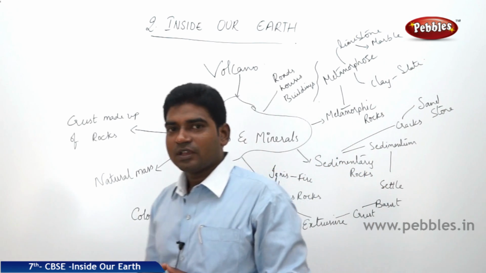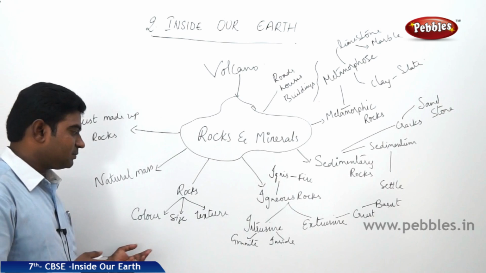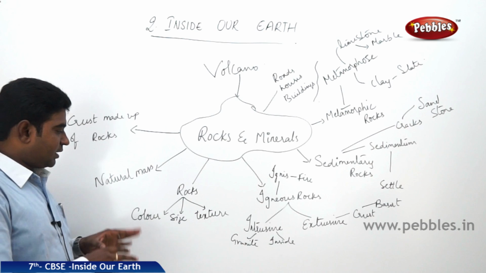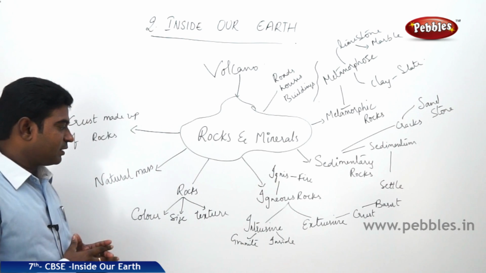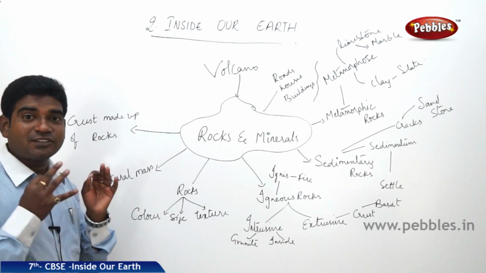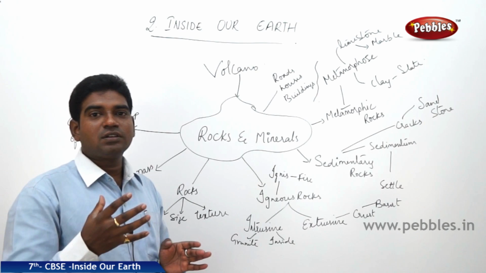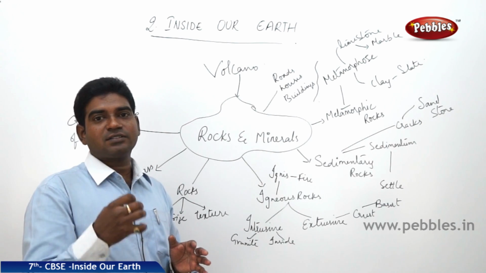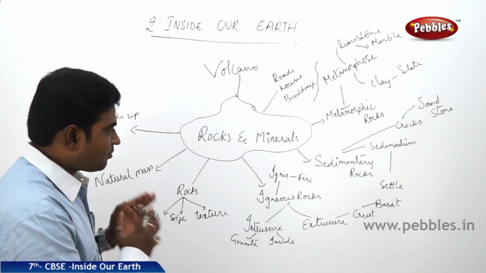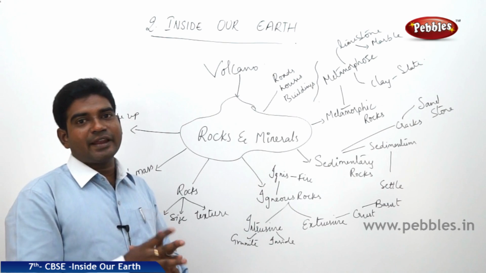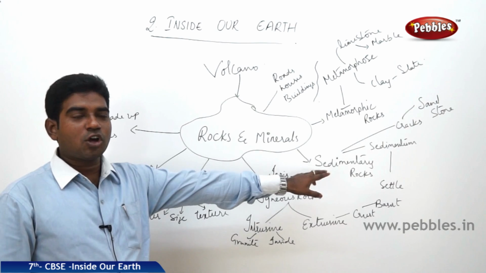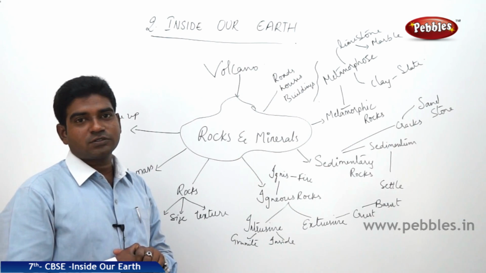And these rocks differ based on their color, size and texture. There are rocks of different colors, different sizes, different textures. The designs they are made in are natural designs. I am not talking about designer designs, I am talking about the natural designs made by nature. And we can broadly categorize them into three major categories: first, the igneous rocks, second, the sedimentary rocks, third, the metamorphic rocks.